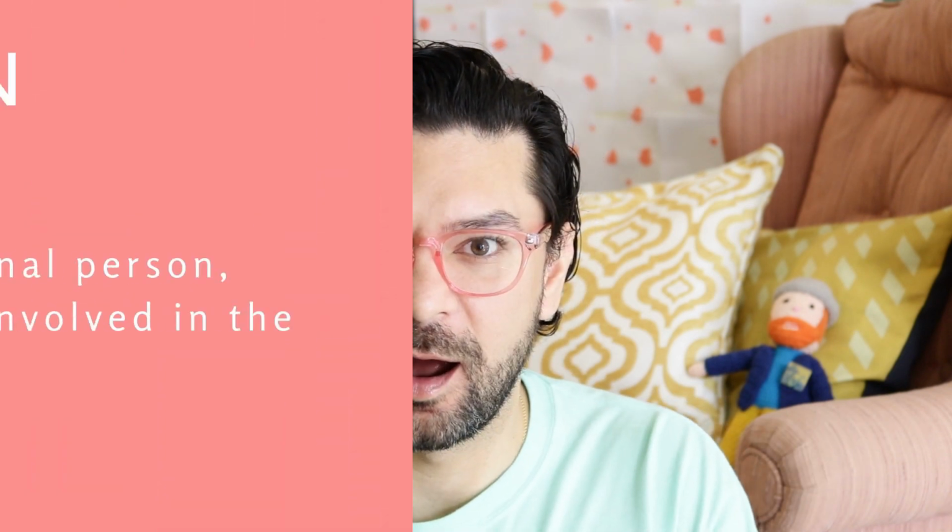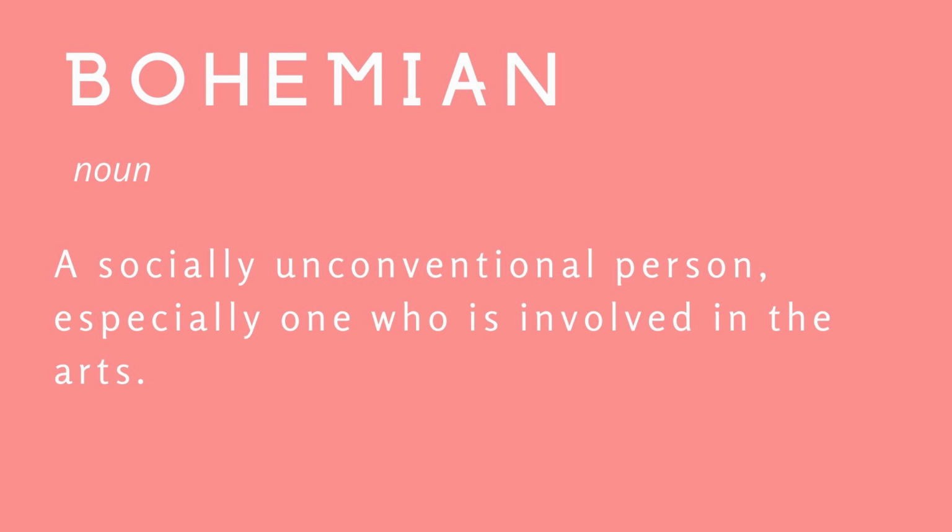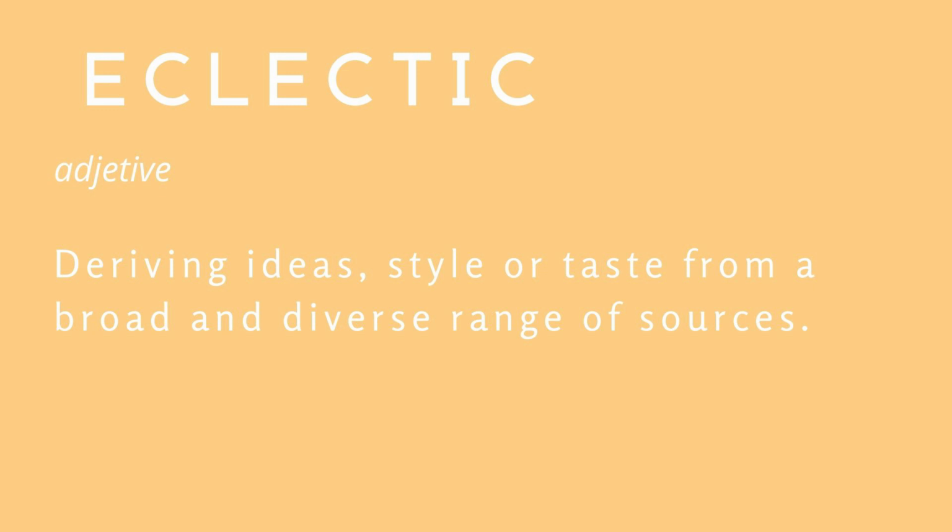Okay, so let me just backtrack. I get my inspiration from pretty much everything I see. So when I break my style down, it's a combination of a couple of styles. The first one is what we call Bohemian. Here's what Bohemian is. Bohemian, noun: a socially unconventional person, especially one who is involved in the arts. The second one is eclectic. And here's what eclectic is. Eclectic, adjective: deriving ideas, style, or taste from a broad and diverse range of sources. When you combine these two together, you have a boho eclectic.